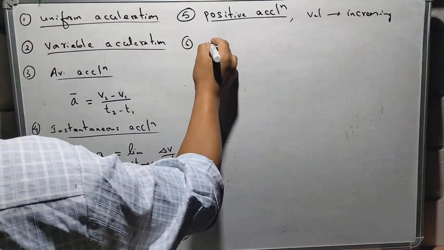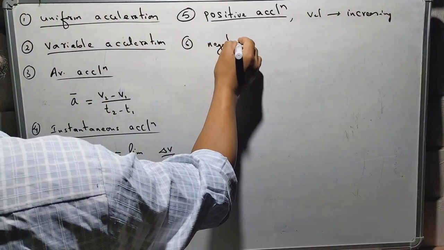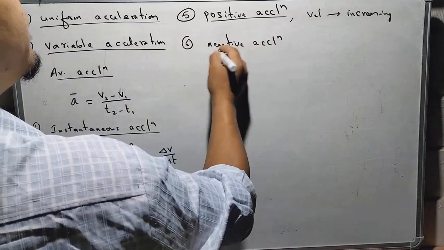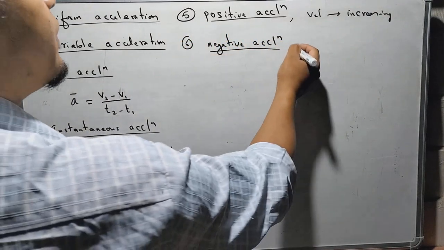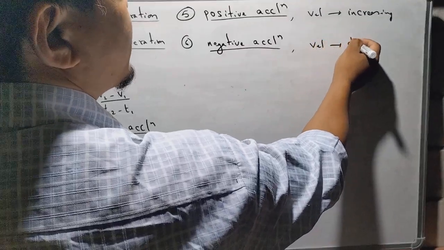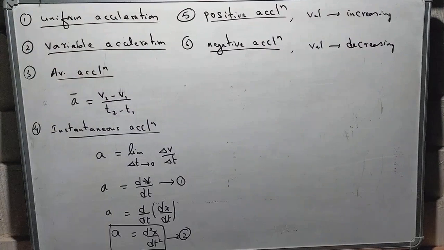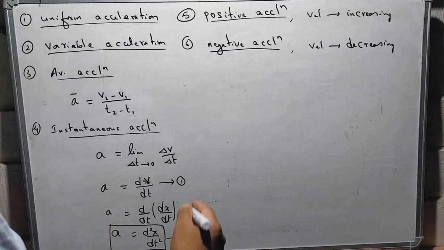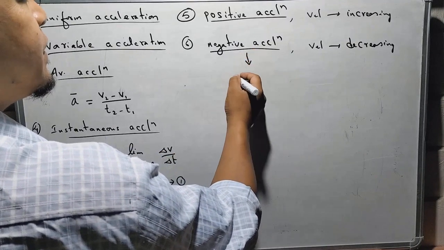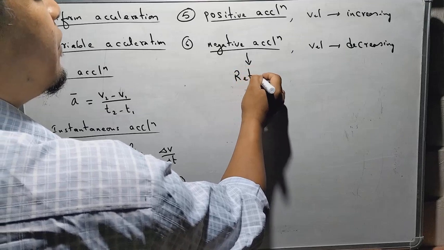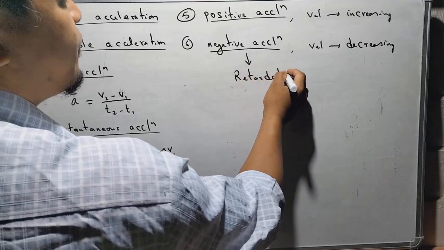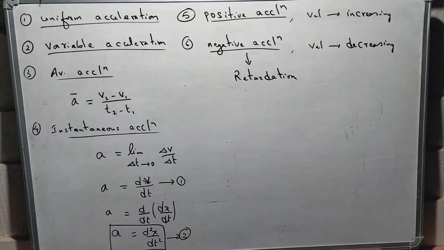Number 6, negative acceleration. If the velocity of the moving body is decreasing with time, then the acceleration of the body is said to be negative acceleration. Another word for negative acceleration is sometimes retardation. So retardation is the negative acceleration. All right.